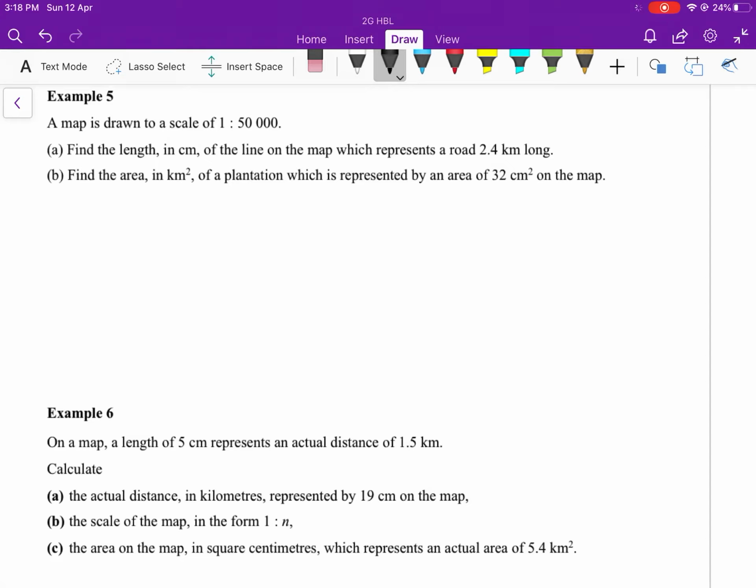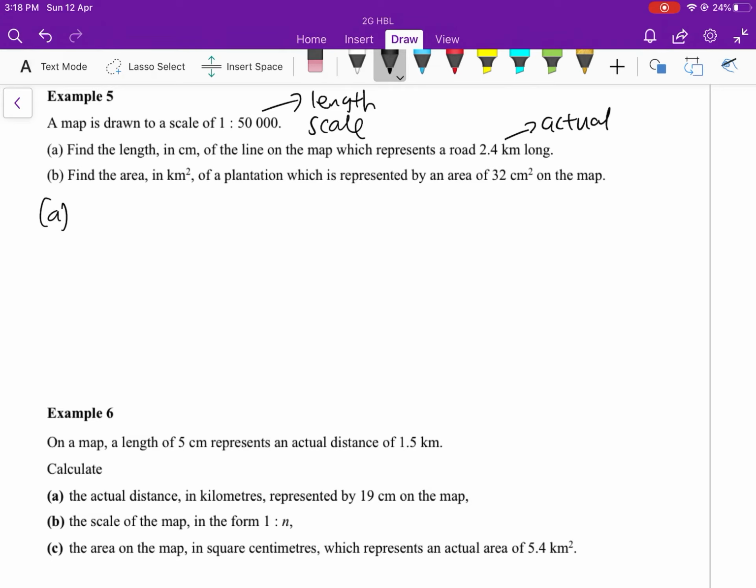Okay, a map is drawn to a scale of 1:50,000. Like what I told you, this is always the length scale, which means 1 cm on the map represents 50,000 cm in actual. Find the length in cm of the line on the map, which represents a road 2.4 km. So this is actually the actual. The actual length of a road is 2.4 km. I want you to find the length on the map.